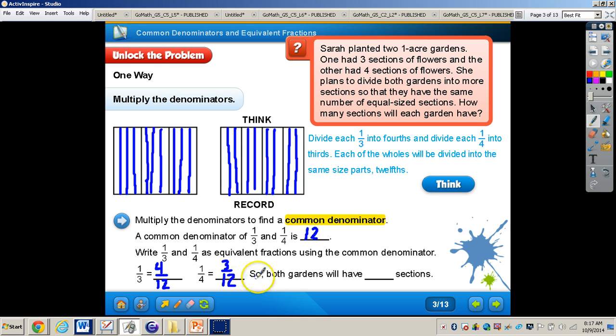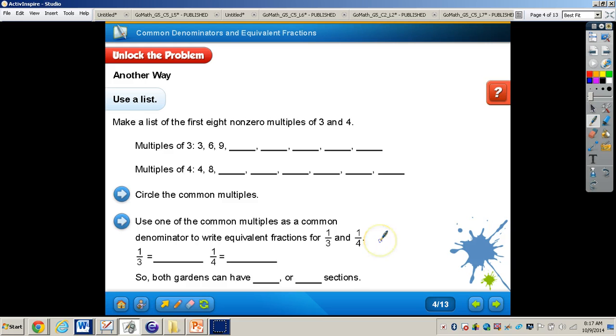Alright, so we can see here both gardens have 12 sections. Okay, so we can see that we divided the 1/3 into fourths, the 1/4 into thirds. We also multiplied by the opposite denominator, giving us the common denominator of 12. Okay, so another thing that we can do is make a list of the first 8 non-zero multiples of 3 and 4. Then we can figure out the least common multiple.